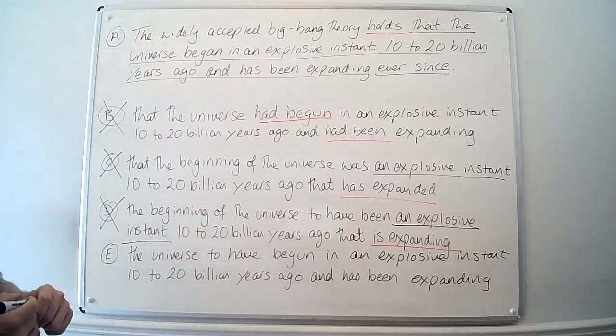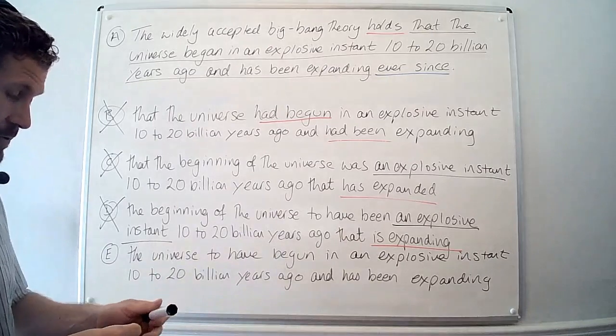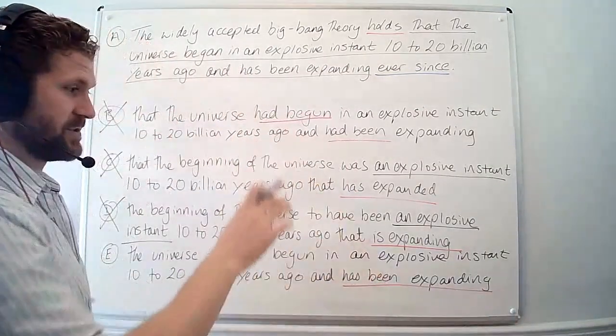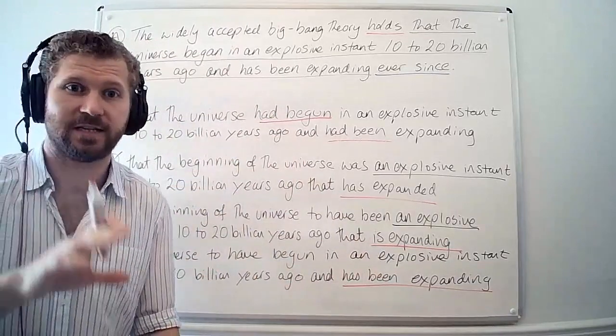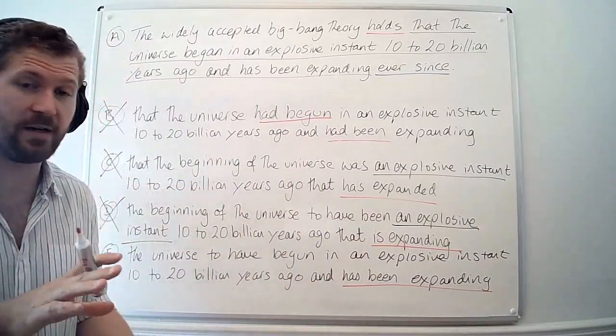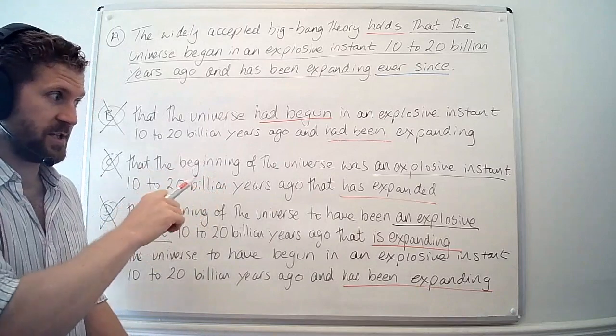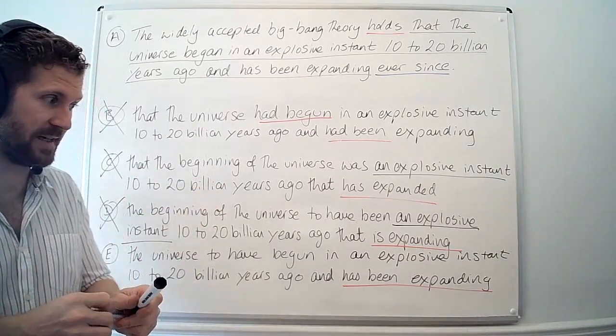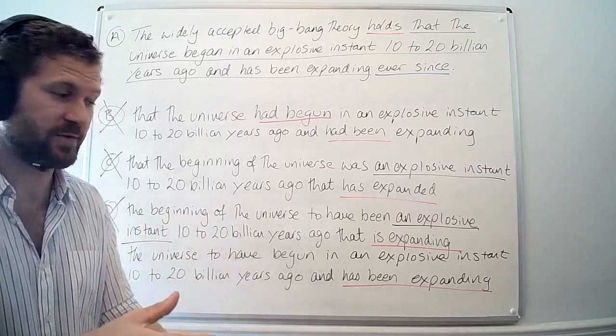All right, taking a look at E. Okay, now, again, let's deal with this bit at the end. "Has been expanding ever since." We've got the past perfect back here. So tense-wise, yep, we're okay there. But C was okay tense-wise, and we got rid of it because that tense was being applied to the wrong noun. So let's just check what it could be referring to.